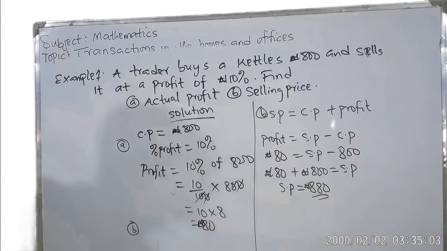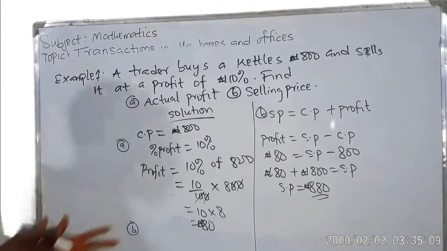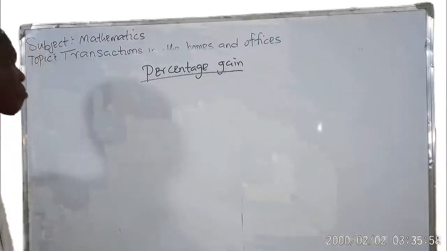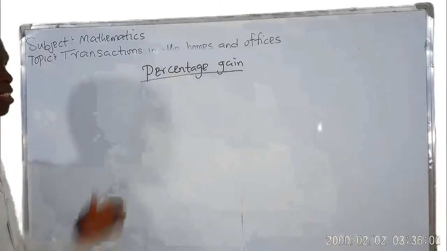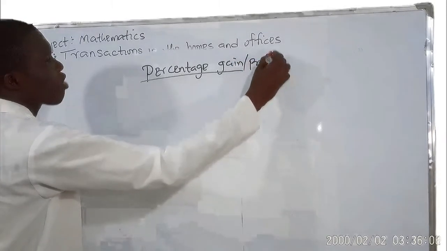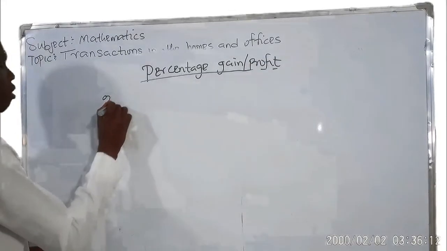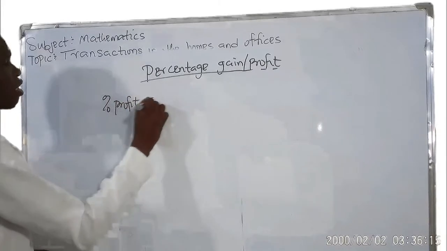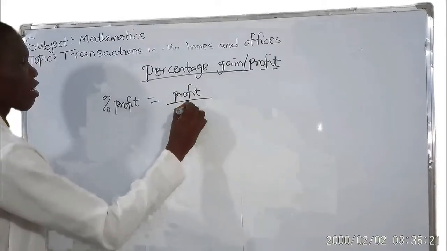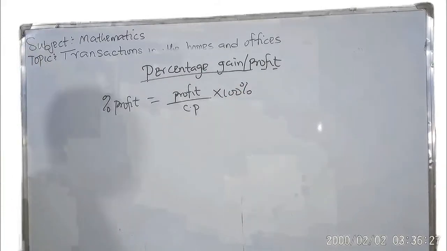Now let me give you another example that may look a little bit difficult for you, and we call it percentage gain. Okay class, we want to look at percentage gain. Percentage gain can also be called percentage profit. So don't get confused. Now to find percentage gain or percentage profit equals profit divided by cost price times 100%. I believe you are following this class.